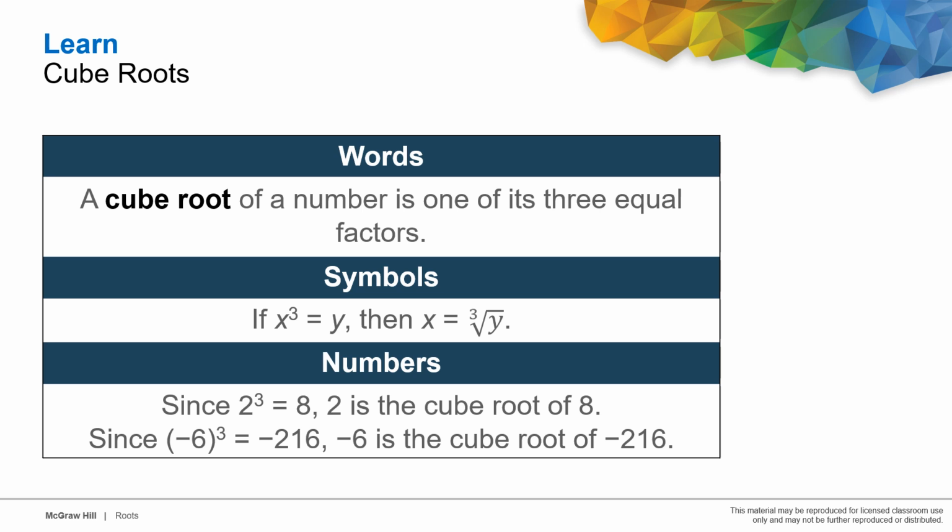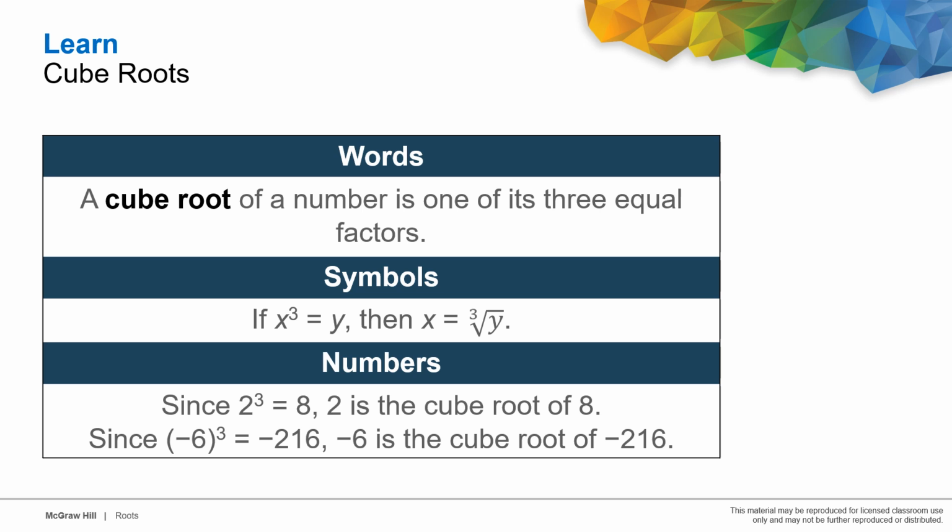All right, so now we're going to get into cube roots. Cube roots are different because they are about 3 equal factors, right? Whereas square roots were about 2, so a number multiplied by itself twice. So 4 times 4 equals 16. Cube roots are about numbers multiplied by themselves 3 times. So 2 times 2 times 2 equals 8. Therefore, 2 is a cube root of 8.